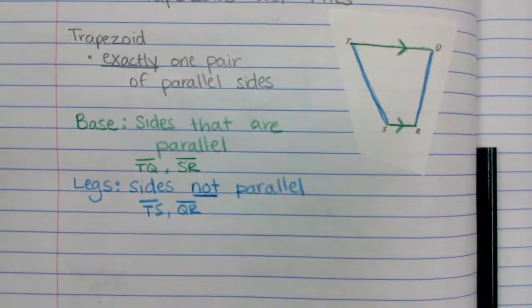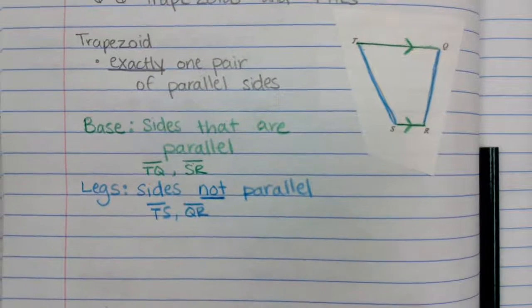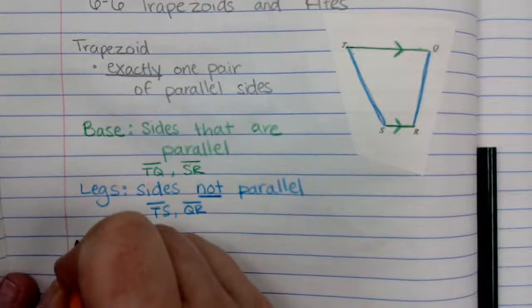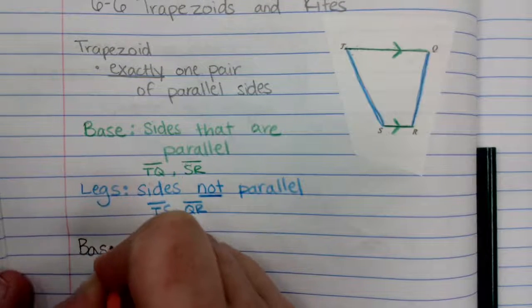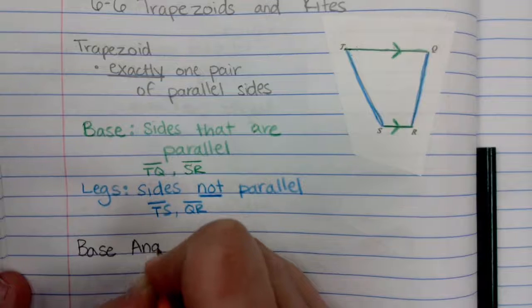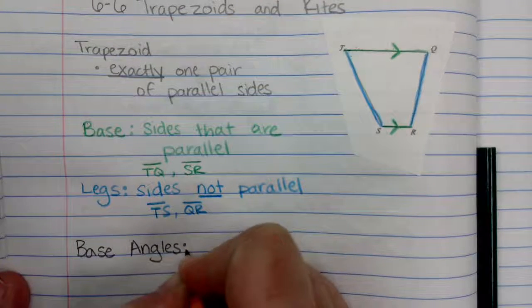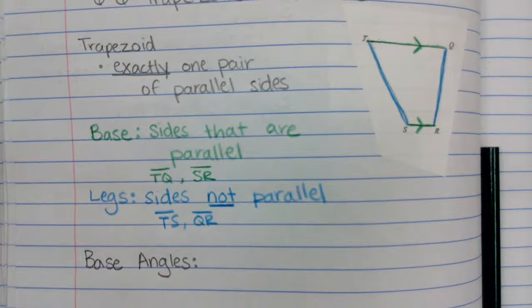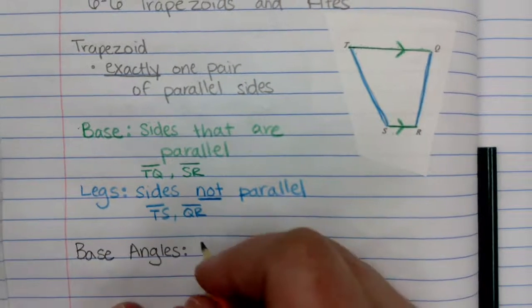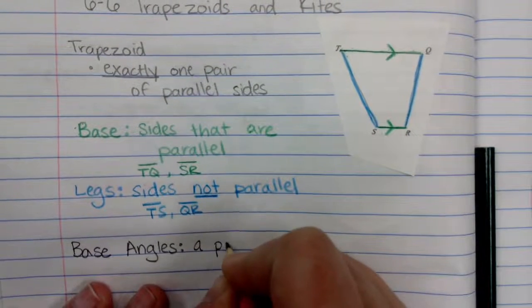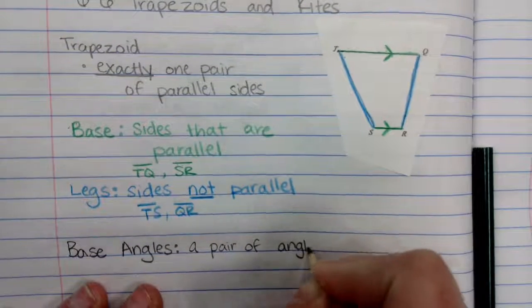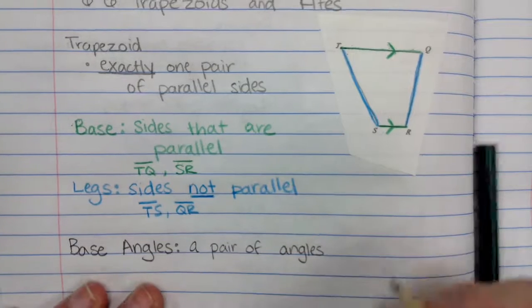Alright, we have one more word that we're going to put with this drawing. And that's base angles. And I'm going to do that in pencil because there's just a couple pairs here. We can't do all the angles in one color. Okay, and base angles is a pair of angles that share a base.